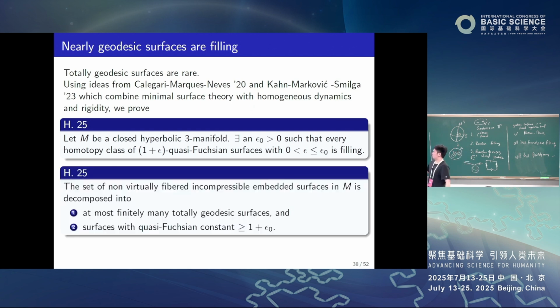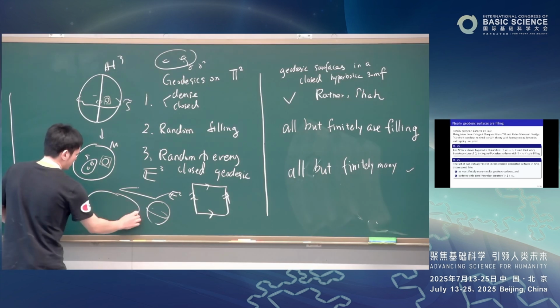All right, some corollary. Corollary is that if you consider the collection of all embedded, incompressible surfaces, then except for finitely many of them, everything else is curvy, because everything else has this quasi-Fuchsian constant larger than 1 plus epsilon 0. So this is very different from 2 dimensions. Because in 2 dimensions, what is the embedded geodesic? Well, these are simple closed geodesics.